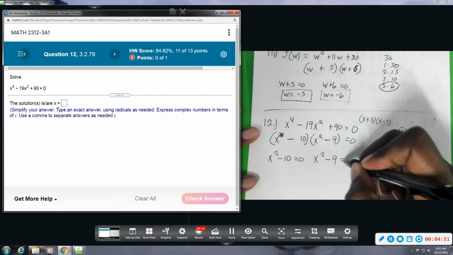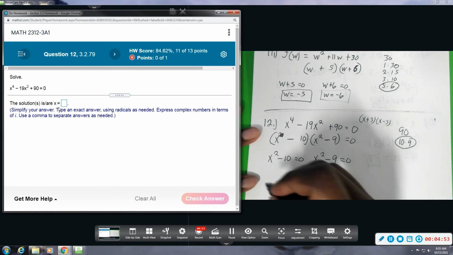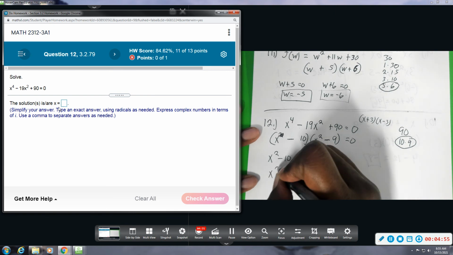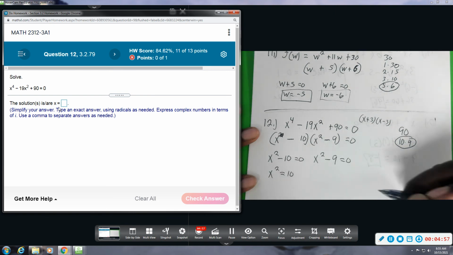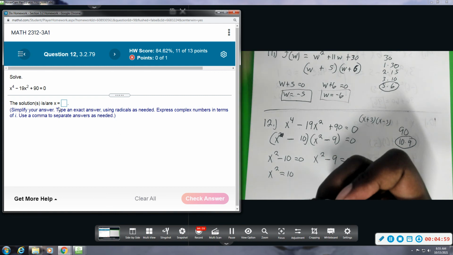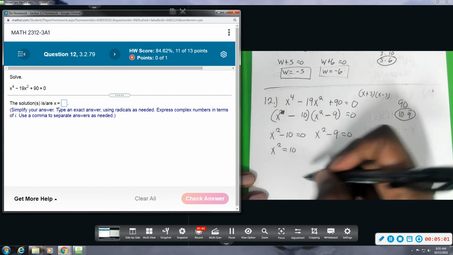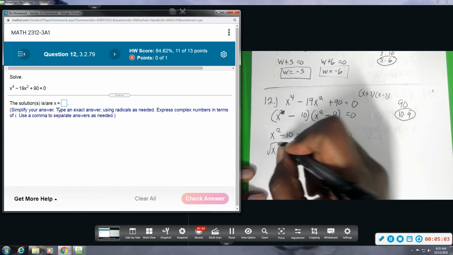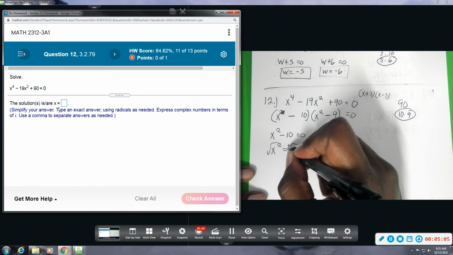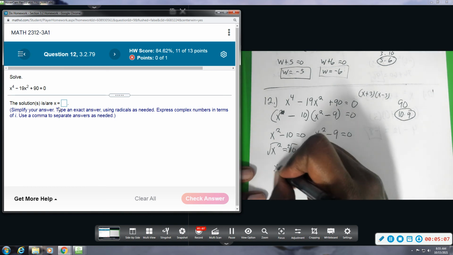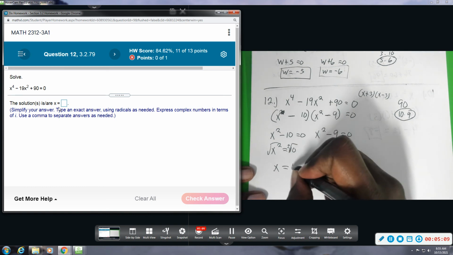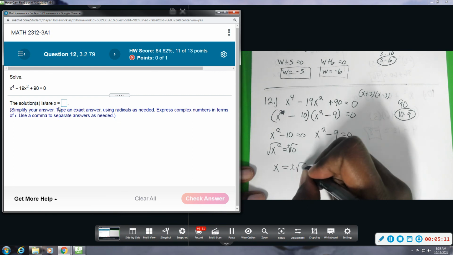Minus 9 equals 0. So you would add 10, so you have x squared equals 10, and then you would do the square root of both sides. So this would become x, and then when you do square root, positive or negative, you got to remember that. So we get x equals positive or negative square root of 10.